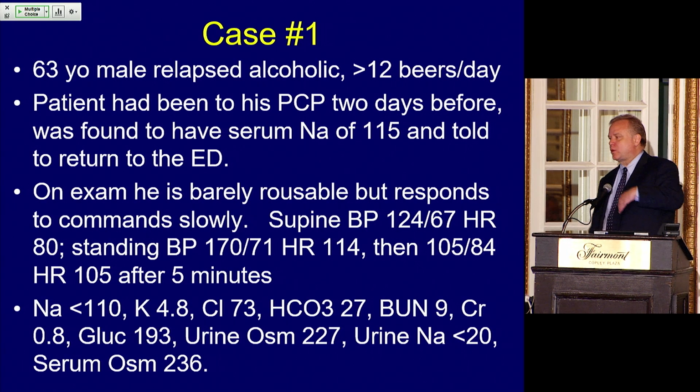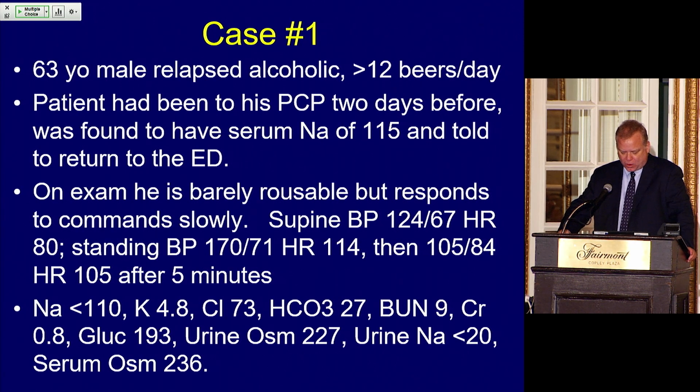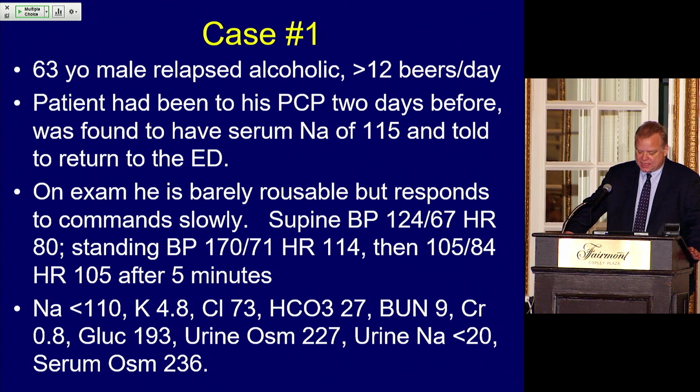So here's a quick case just to do a segue into one particular cause of hyponatremia. This is a 63-year-old man, a relapsed alcoholic with greater than 12 beers a day. He'd been to his PCP 2 days before, was found to have a serum sodium of 115 and told to return to the ED. On exam, he's barely rousable but responds to command slowly. Supine blood pressure is 124/67 with a heart rate of 80. Standing, his pressure actually goes up with a heart rate of 114 and then 105/84 after 5 minutes with a relative tachycardia.